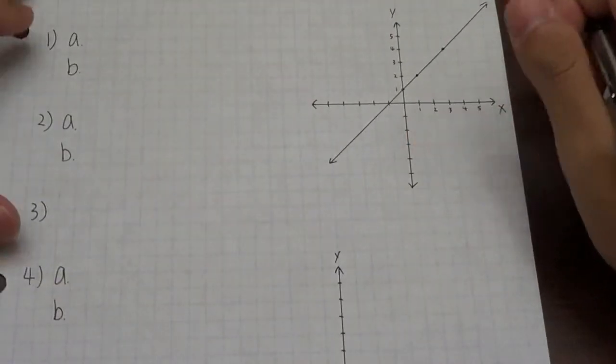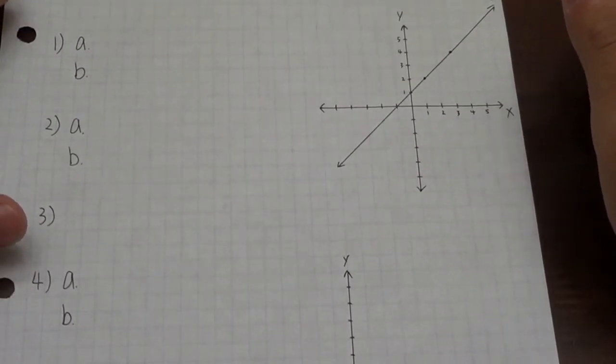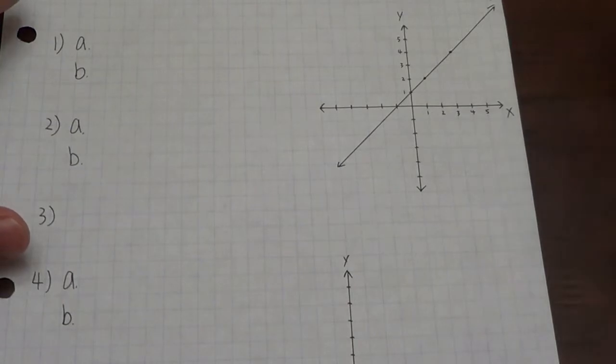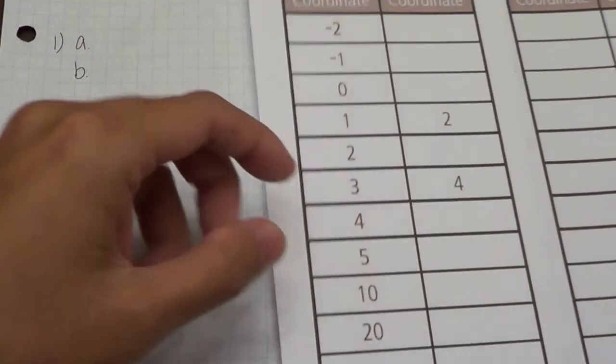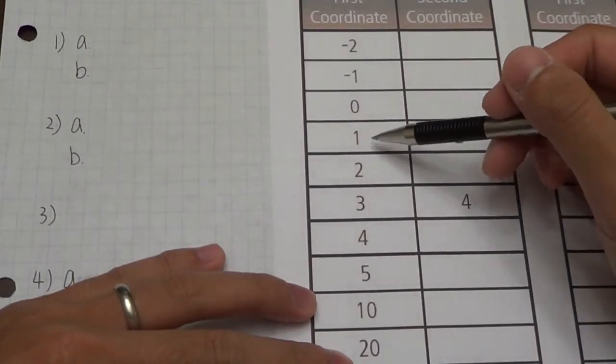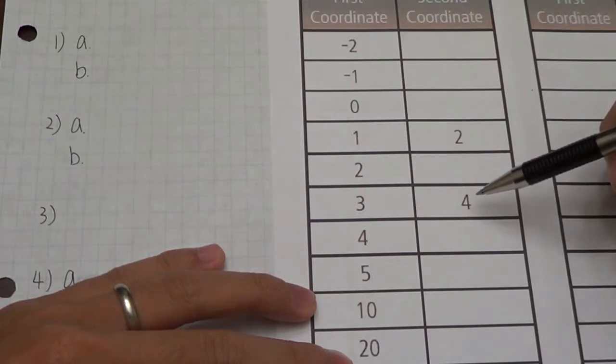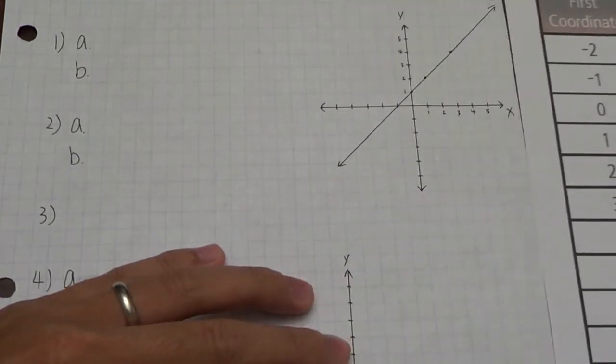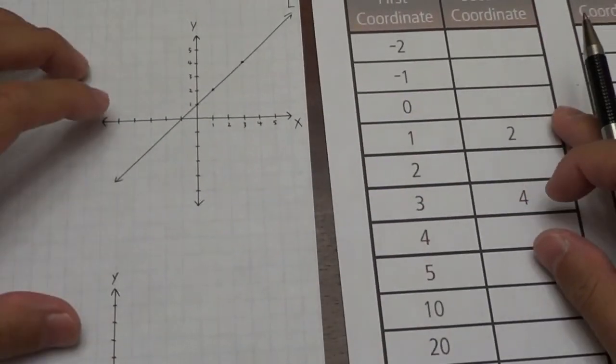Alright, so question 1a is asking us to write a list of 4 more points on line L. Now 1b wants us to put the points in a table, so it actually makes more sense to do b first. If you look at b, we already have the 2 given points, (1, 2) and (3, 4). Now we need to fill in the rest according to the graph.